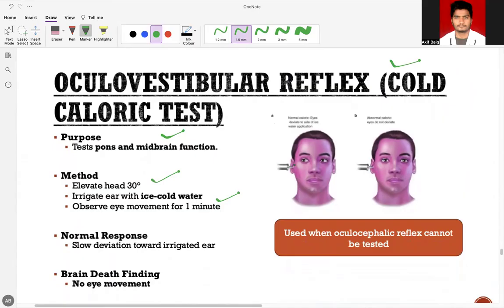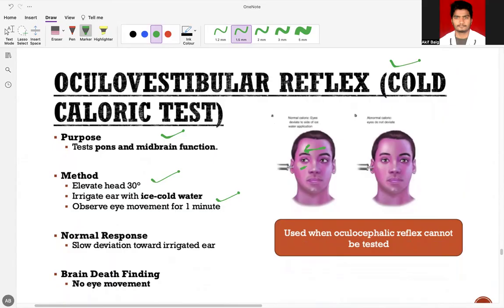Irrigate the ear with ice cold water. Normally, wherever the ice is put, the eyelids will automatically move towards that direction. As you can see in this patient, both eyelids move towards the direction of the ear where ice water is poured. Suppose the patient is brain dead, there will be no response.